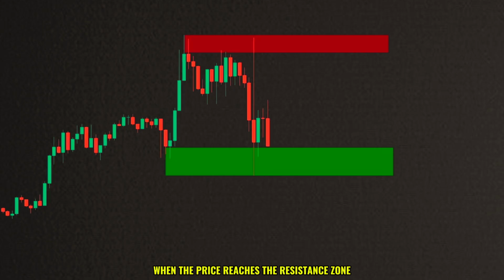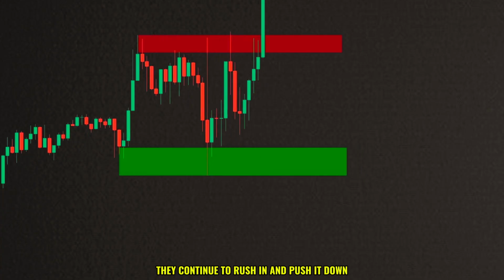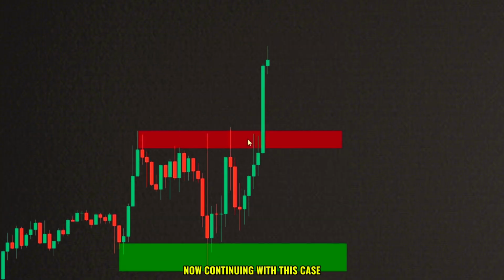Here we see when the price reaches the resistance zone of the sellers, they continue to rush in and push it down. However, the buyers then push it up and break through this zone. When the price breaks through this zone, it shows a bullish trend again, therefore the sideways trend will end. Now continuing with this case, we can also see the price pushing up.